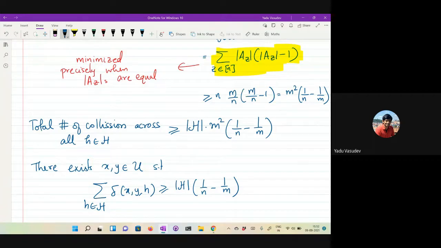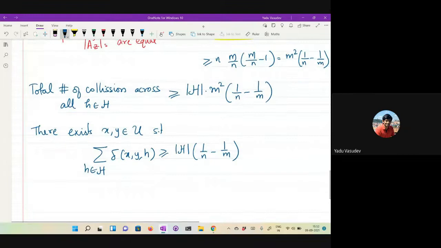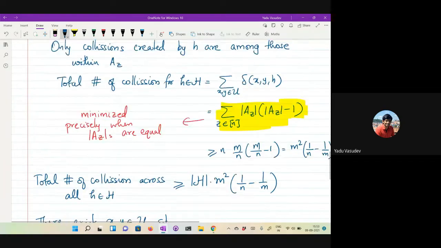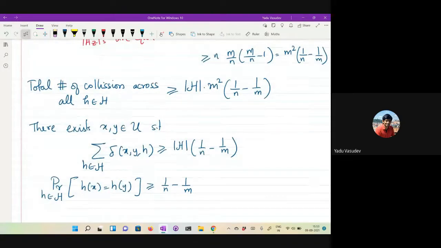Therefore, for these two x and y, the probability that when you sample h, h of x is equal to h of y, is at least 1 over n minus 1 over m. So it's just a simple calculation, but what it tells you is that the definition of two-universality is sort of the best that you can hope for. You cannot get a different, better definition.